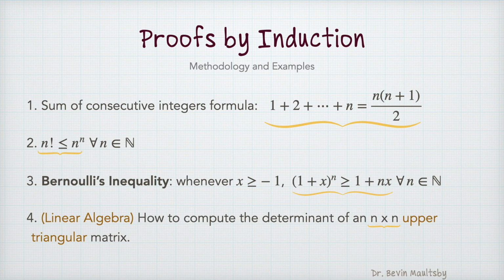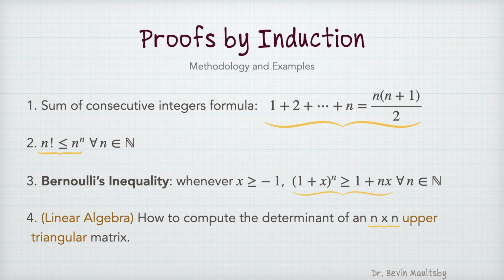Bernoulli's inequality, on the other hand, tells us that if we have a fixed value of x, which is at least -1, then 1 plus x to the n, where n is a positive integer, is greater than or equal to 1 plus n times x. So for example, 1 plus x squared is greater than or equal to 1 plus 2x.